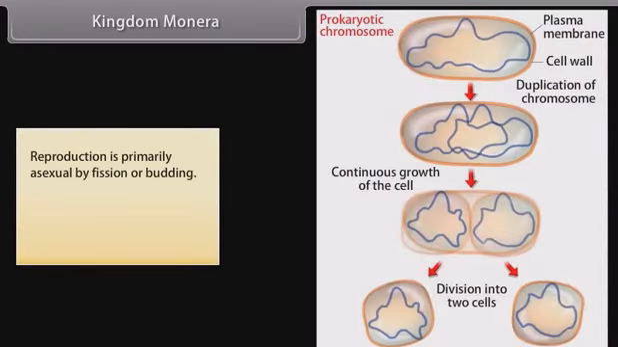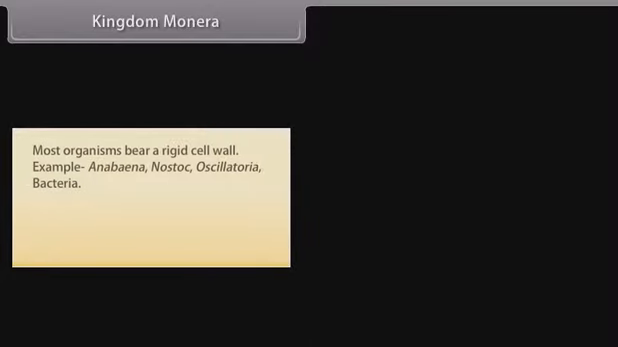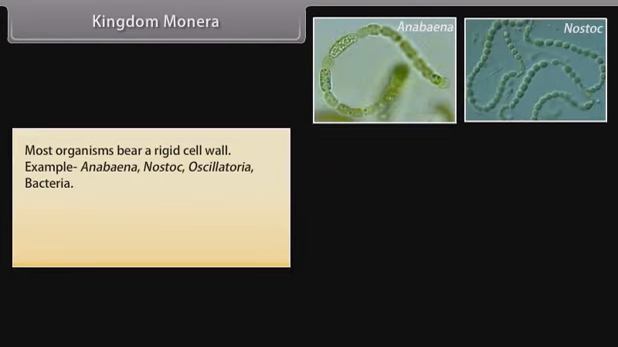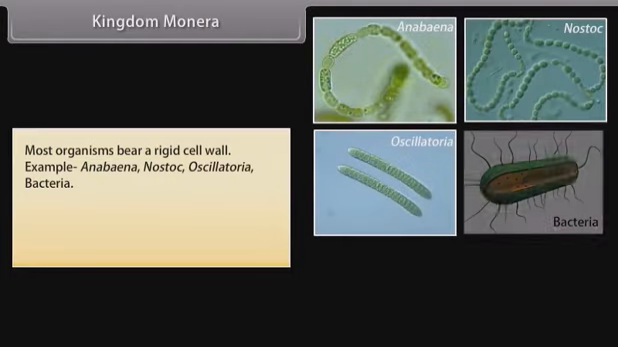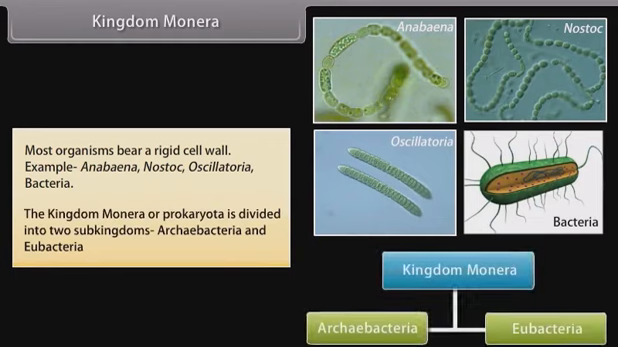Reproduction is primarily asexual by fission or budding. Protosexual phenomenon also occurs. Most organisms bear a rigid cell wall. Example: Anabaena, Nostoc, Oscillatoria, bacteria. The kingdom Monera or Prokaryota is divided into two subkingdoms: archaebacteria and eubacteria.